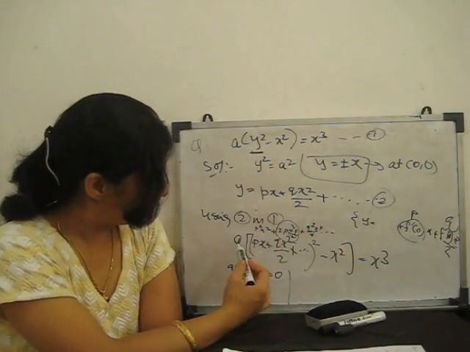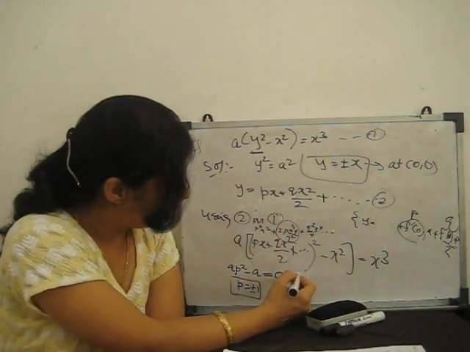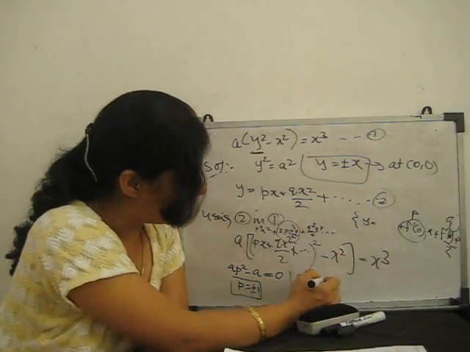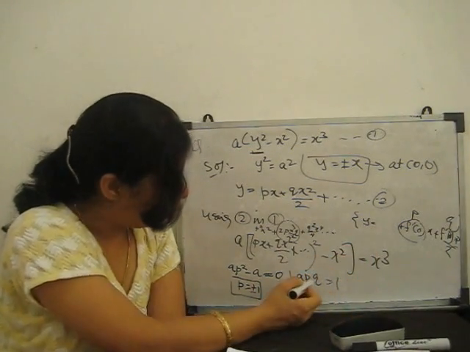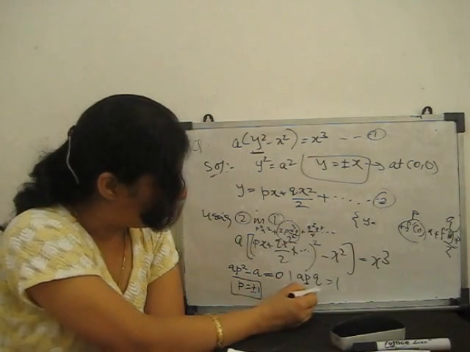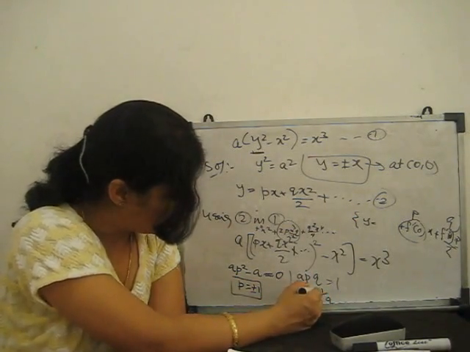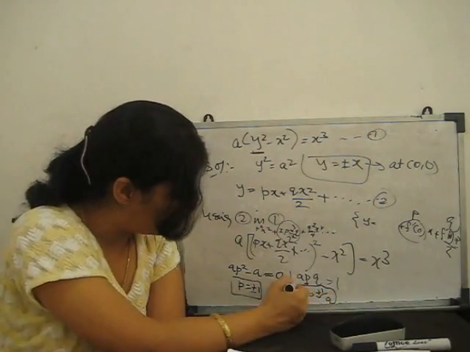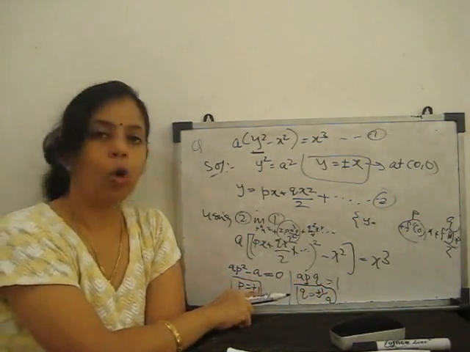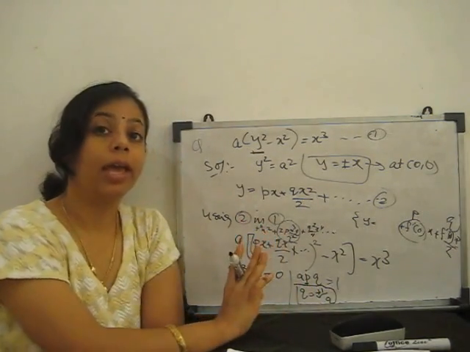So what is the x cube term here? X cube term here is a p cube and the right hand side is 1 only. So what is p? P is 1. So q is 1 by a, and we can use plus minus because p is plus minus 1. So the value of p at origin is 1 and the value of q is plus minus 1 by a.